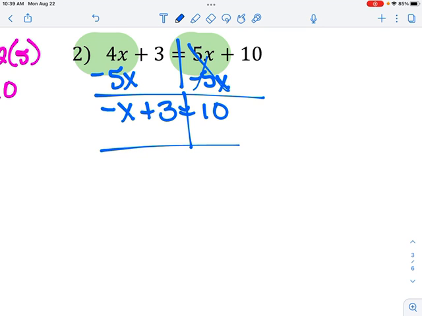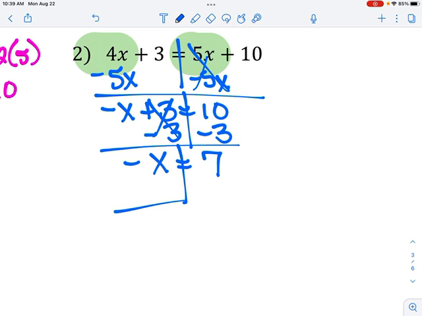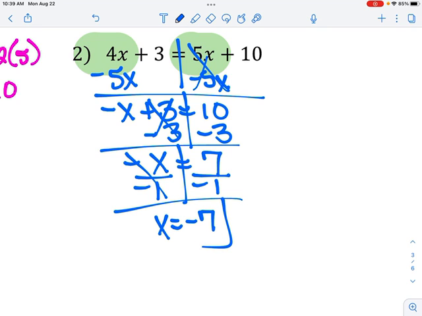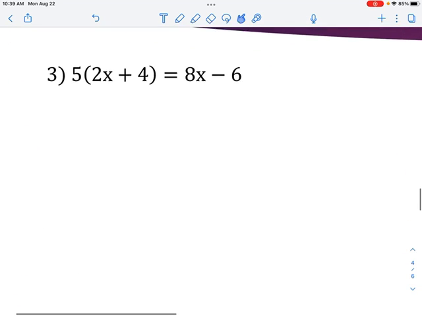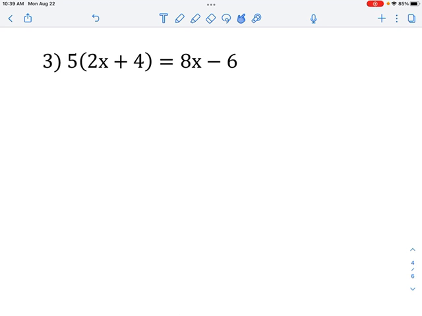Then I have negative x plus 3, so to undo that, I'm going to subtract 3 from both sides. That would leave me with negative x equals 7. Then at that point, I'm going to divide by a negative 1, and I would get x equals negative 7. Okay, once again, if we wanted to, we could check it. So both of those, numbers 1 and 2, both are an example of a one-solution problem. Okay, because they both worked out to an x equals a number.